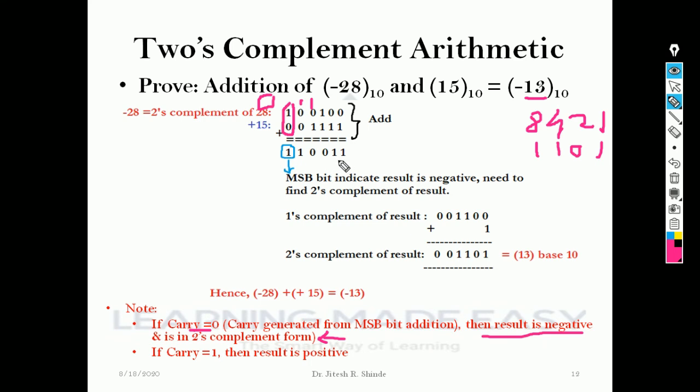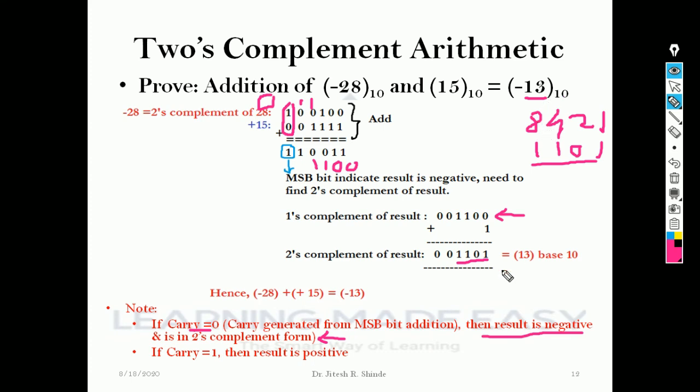Since the MSB bit is 1, the result is negative, in 2's complement format. So we need to compute the 2's complement of the result. First step, invert each bit, find the 1's complement. Here we are getting 001100. Add 1 to it: 0 plus 1 is 1, giving 001101. Now what are we getting here? 1101. What was the result expected? 1101. In this way we are getting the actual, desired magnitude.